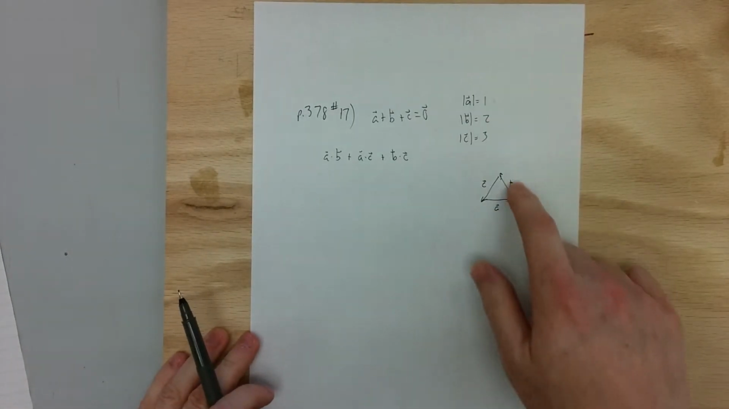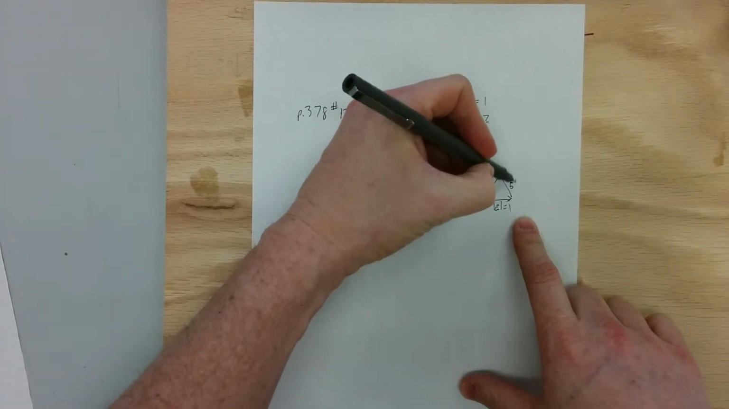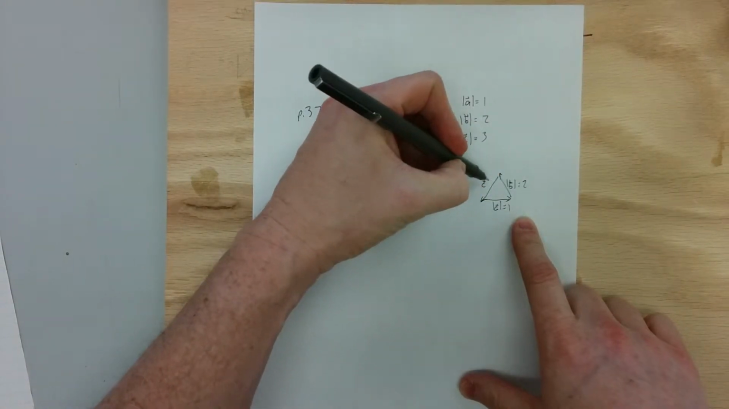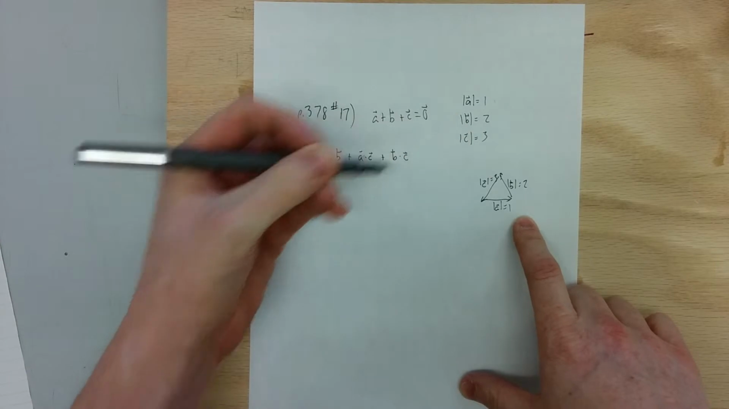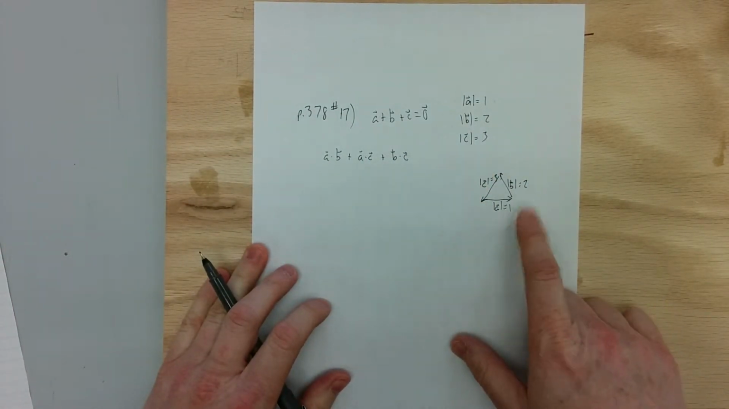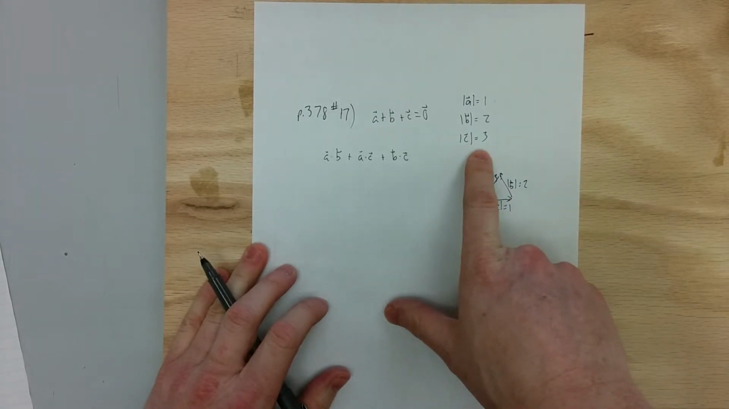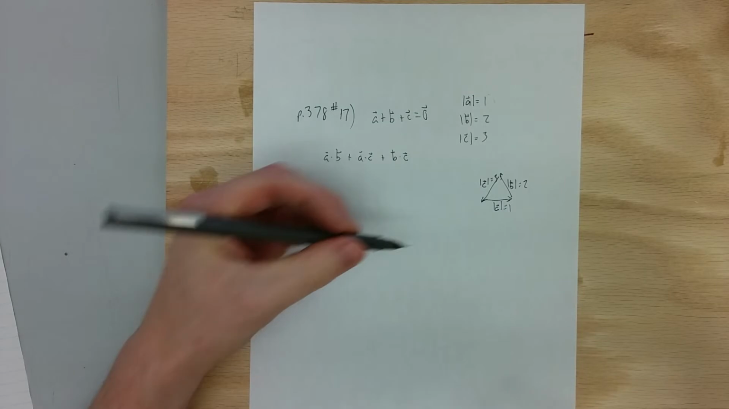Because the values are 1, 2, and 3, if I assign this one here a magnitude of 1, and this one a magnitude of 2, and this one a magnitude of 3, then the diagram doesn't make complete sense. Now, I usually don't draw diagrams to scale, but because the magnitudes are 1, 2, and 3, we can actually go a little bit farther here.